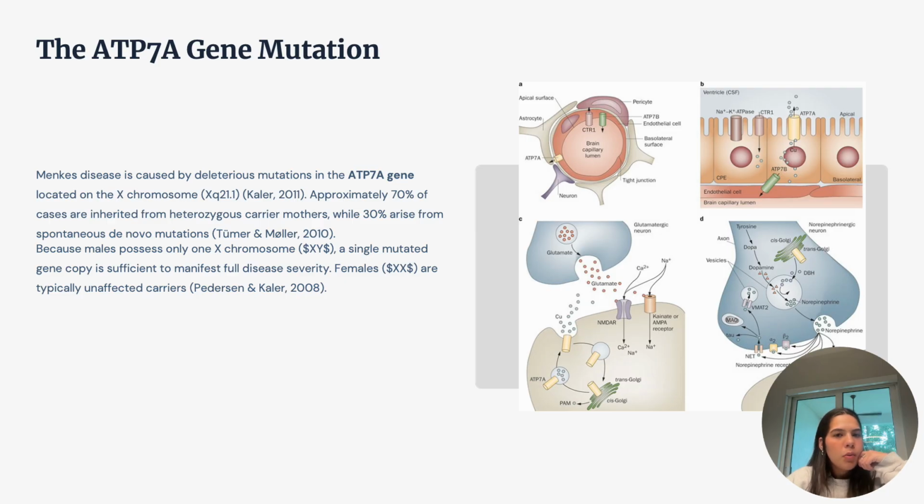That is because human males possess only one X chromosome, represented as X and Y. A single mutated gene copy is entirely sufficient to manifest full disease severity, whereas females possess 2 X chromosomes and are typically unaffected carriers. So that's usually how it goes with the ATP7A gene mutation.